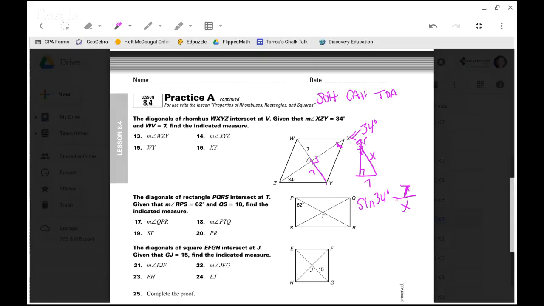Well, remember, if the x is on the bottom, we've got to get it by itself, right? So we're going to multiply by x on both sides. And then we still have to get x by itself. So what we have here is x times the sine of 34 equals 7. We still need x by itself, so we're going to have to divide by the sine of 34. So those are going to cancel there. And we're going to have x equals 7 divided by the sine of 34.